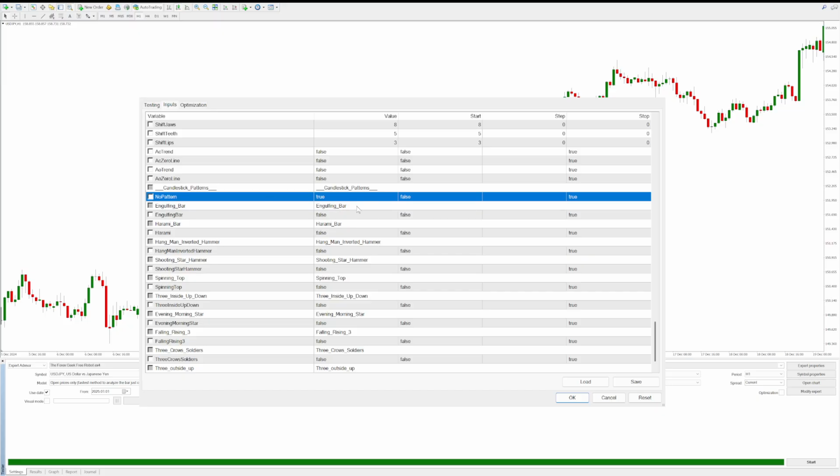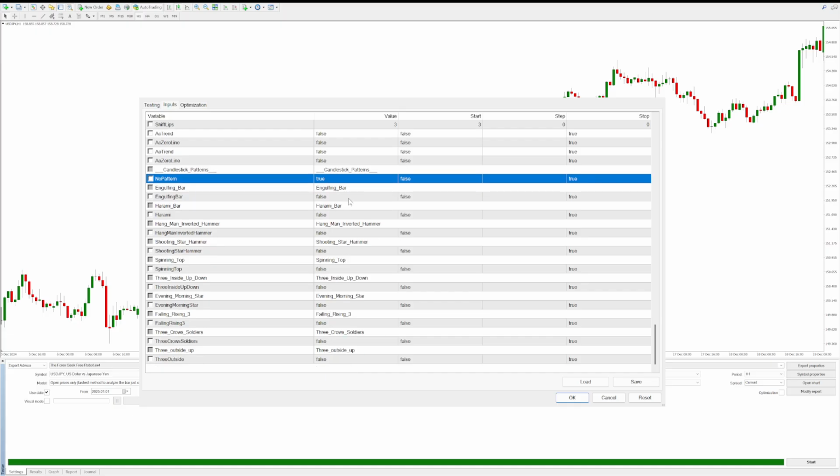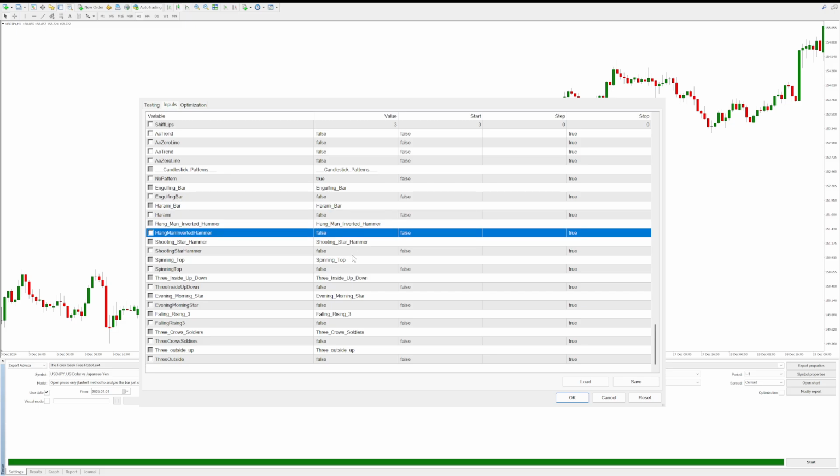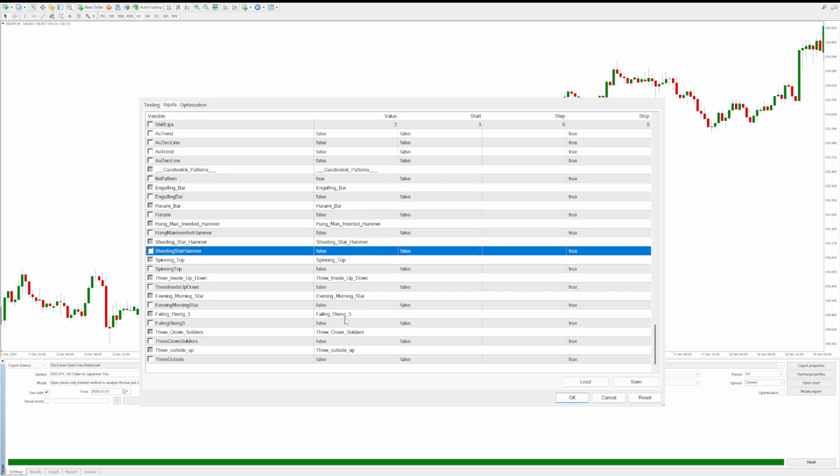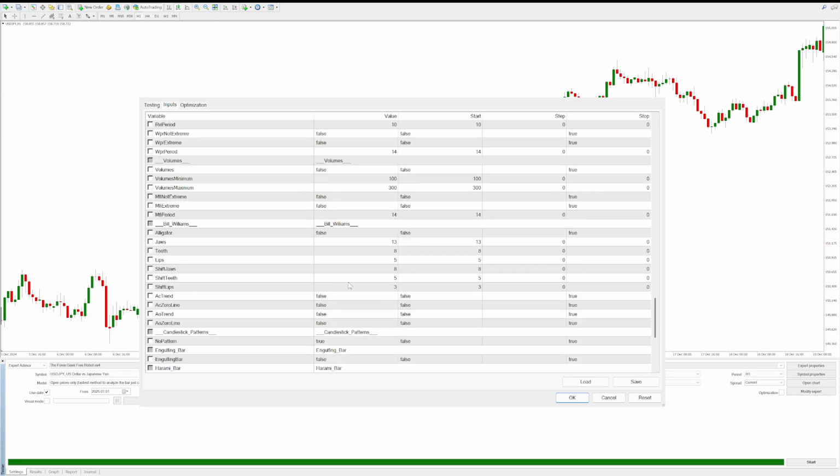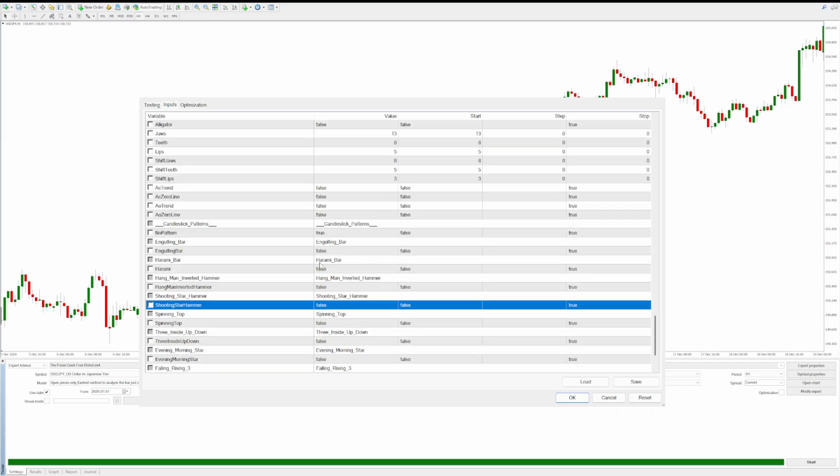Candlestick patterns you can set to true or false. If you have no pattern set to true, the EA can trade without these candle patterns needing to appear. If you set any of the candlestick patterns to true, that pattern will need to appear for a trade to be placed. So you can basically set all the indicators you want to use to true and the candlestick patterns as well.